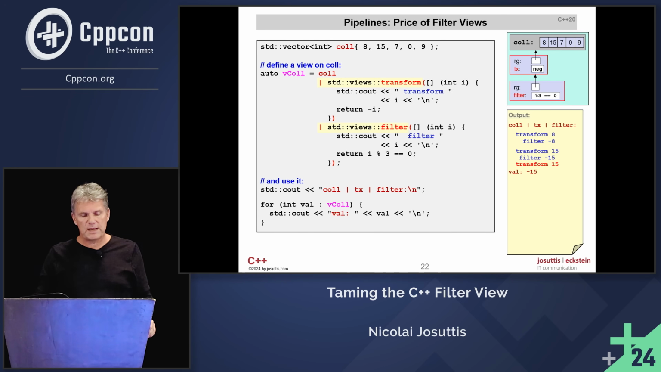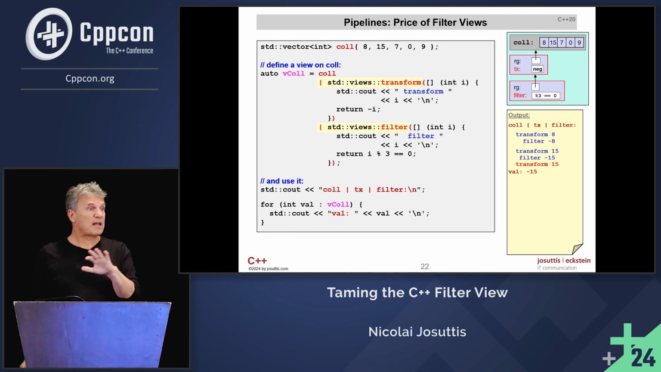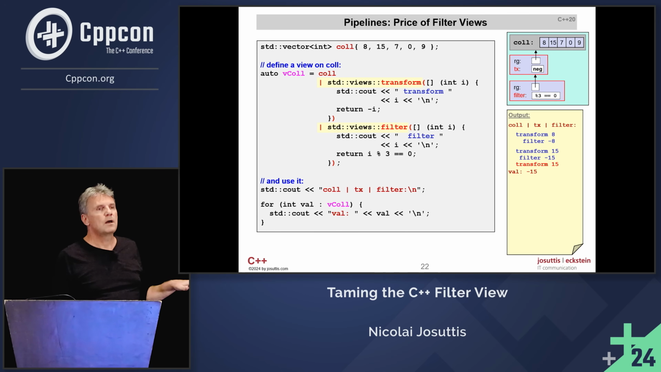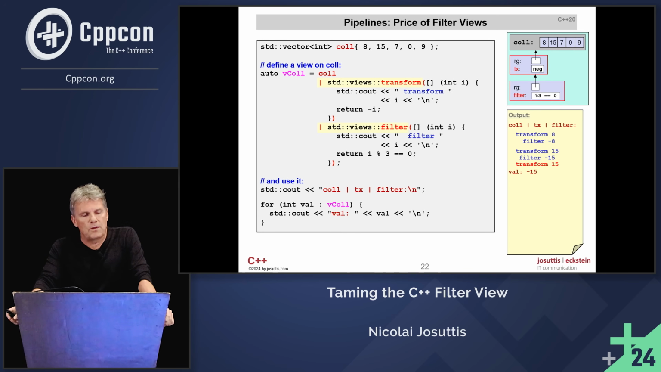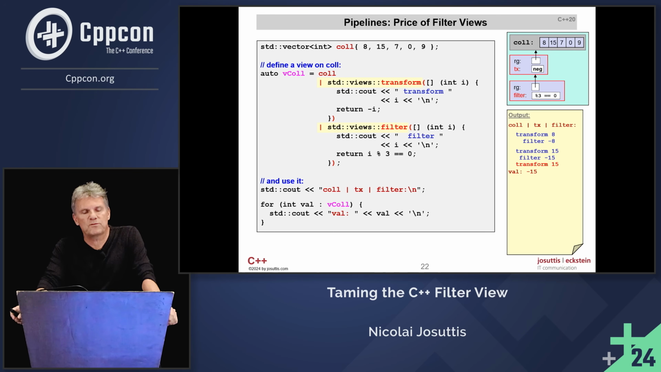So in the range-based for loop, we then say, but let's go to the value. Well, the filter looked at the value already, but that's gone. We only got the position. So in the range-based for loop, we look at the value again. So that's a second time we have to transform the value. And that is modulo optimization.